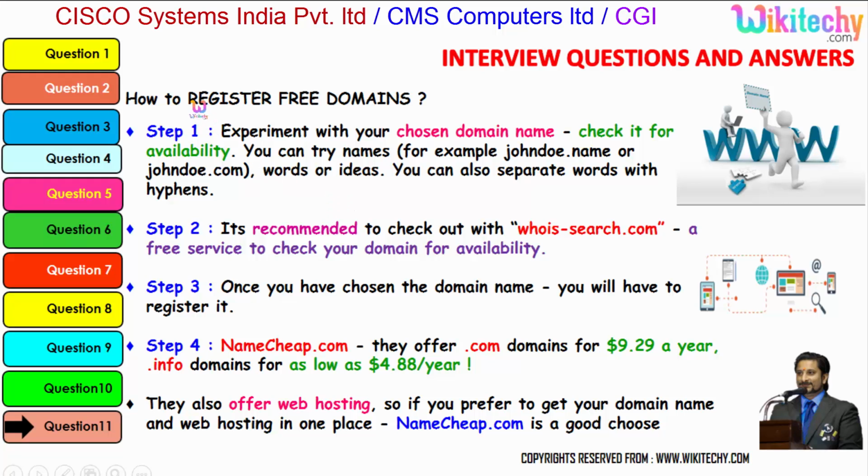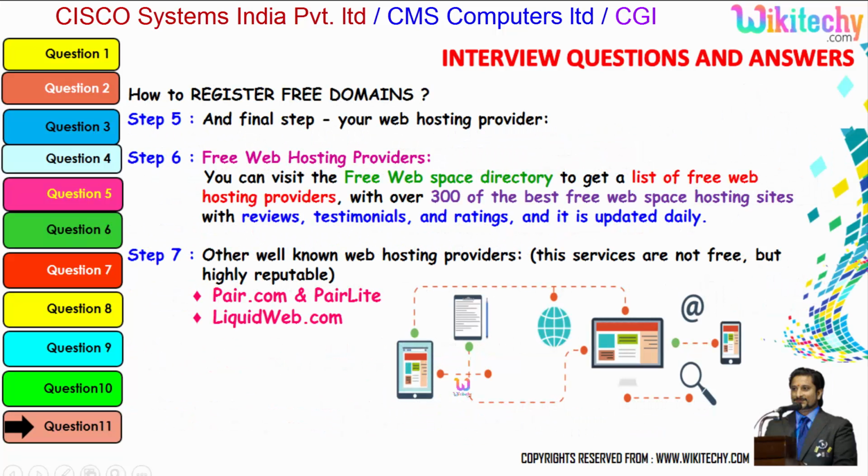So here is the question, how to register free domains. Experiment with your chosen domain name and check whether it's available. It is recommended to check on this website, or who.is is the website you can use. Once you have chosen the domain name, there's namecheap.com, and there are a lot of sites available. You can host it on those websites. And the final step is to identify the web hosting providers. There are a lot of free web hosting providers available, like pad.com, Padlight, and liquidweb.com. You can use these sites to register your domain.